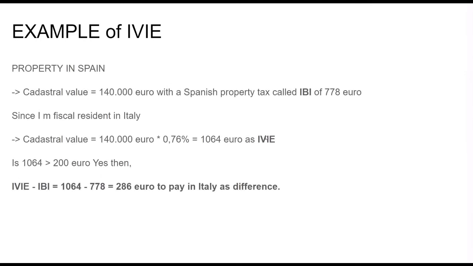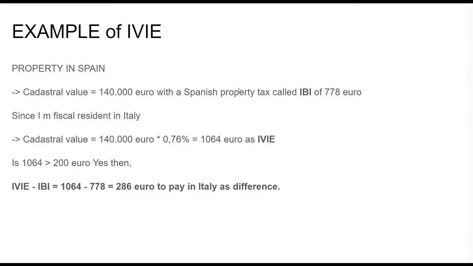But I have a very small piece of good news here. If the foreign property has a value of only 26,000 euro, the IVIE is not due. Okay, so let's check an example with the numbers of IVIE. A property in Spain. Let's consider a property in Spain with a cadastral value of 140,000 euro.